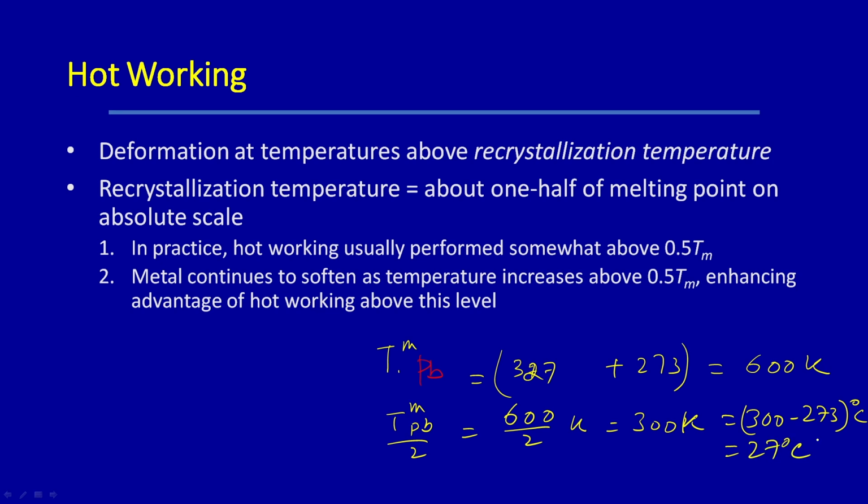So for lead, hot working temperature is room temperature. Remember how I measured, I have to add 273 and then take the half of that. That is why it is in the absolute scale. In practice, hot work usually is performed somewhat above this temperature, 0.5 Tm, and metal will continue to soften as the temperature increases above this, and that enhances a lot of advantages of hot working. Many things: it increases the ductility, reduces the yield strength, so therefore less machine capability is required. Many other parameters can be used, but the only catch is that you have to heat it to high temperature, so you have to provide a lot of energy.